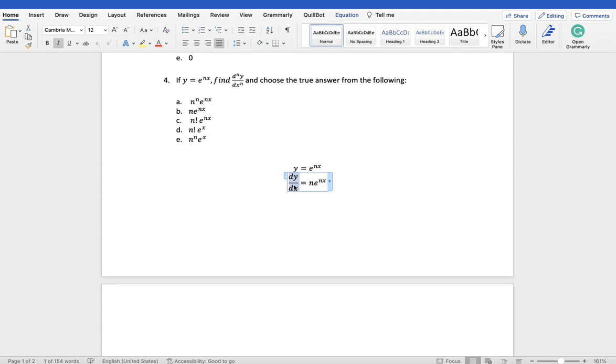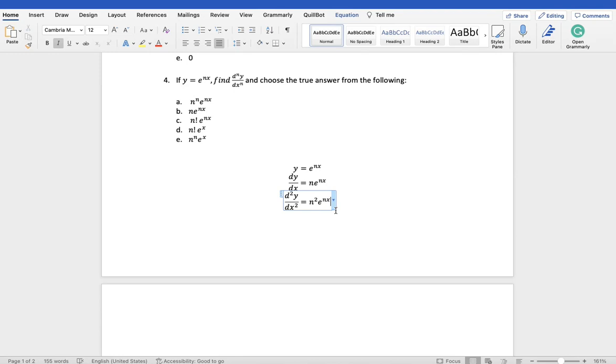Now let's look at the second derivative, and I will explain just now why we are doing it this way. As you can see, the n is a constant in the first derivative. When you repeat the same process, another n comes out, so that becomes n squared multiplied by e to the nx.